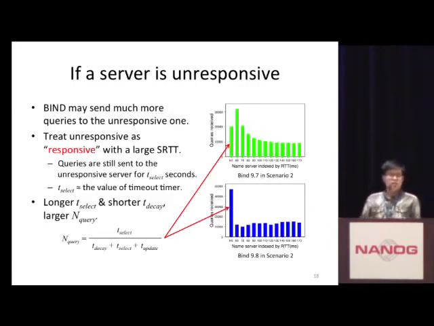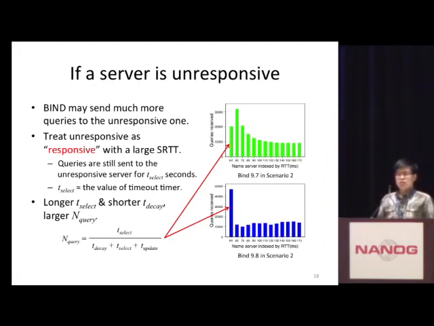And the problem we have discussed will become more serious if there exists some unresponsive name server. So here we show the measurement result in the second scenario. Also in this scenario, the first name server becomes unresponsive. But we can see that BIND still sends a lot of queries to the unresponsive name server. The reason for this result is how BIND treats those unresponsive name servers.